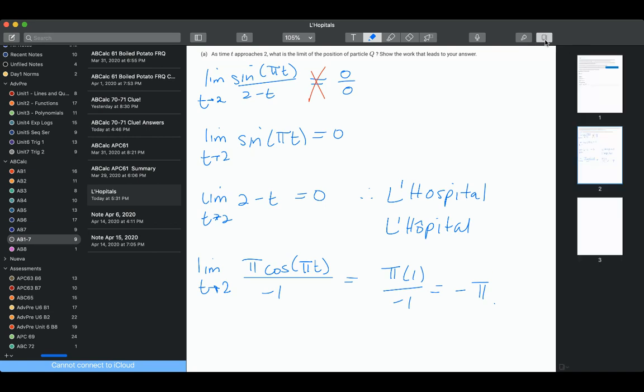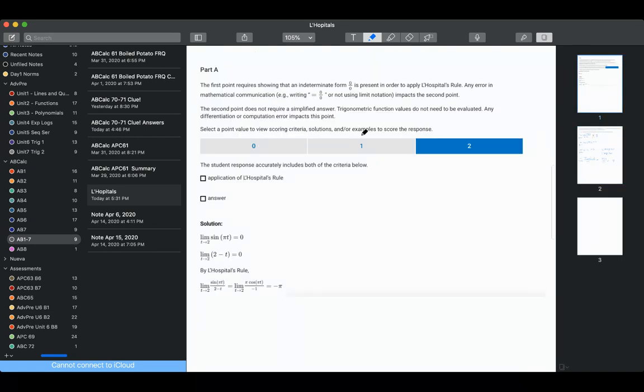And in fact, if we look at the scoring guidelines, we notice that the first point requires showing an indeterminate form, 0 over 0, is present to apply L'Hopital. But if you don't write limit notation or you write equals 0 over 0, you don't get the second point. Second point doesn't require the simplified answer. We could have left it as cosine. So you could have left it as pi cosine of 2 pi over negative 1. That would have been a fine, correct answer.